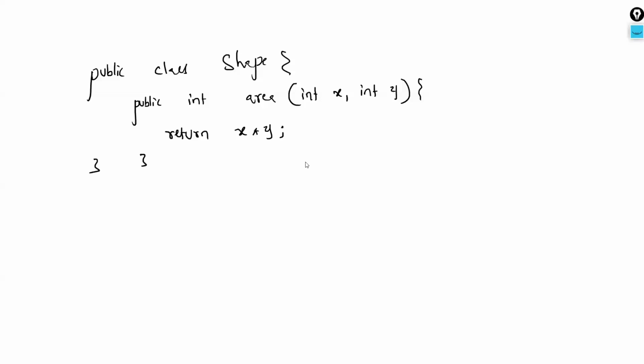Private is not possible, so that we'll understand once we go to access modifiers. But overriding is possible. There is a different meaning, Prashant.